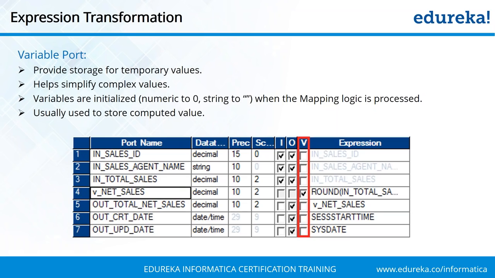Now apart from this, the variable port can also be used to compare the values present in different records. So let's say you have consecutive records and you wish to check the salary that is present for each of these employees. You can store the value of the salary from the first record into the variable port and then compare it with the second record. So are we clear with respect to how you make use of a variable port?